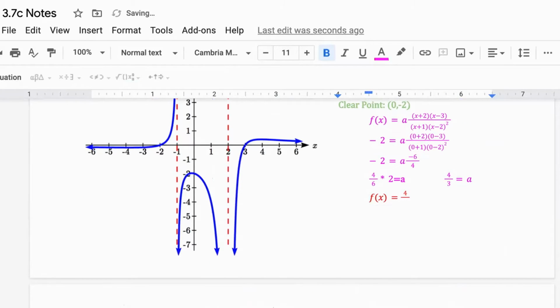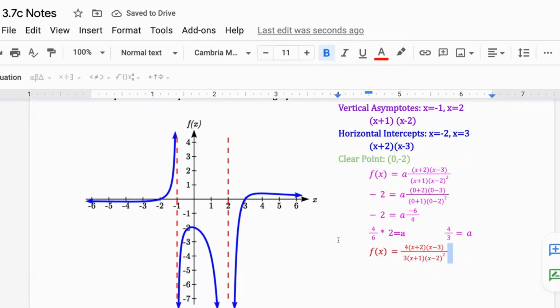4, and then I can actually put the 3 in the denominator. And then I just put the rest of the stuff that I had. So I'm going to put that in the denominator, the x plus 1, and then the x minus 2 squared. So it's exactly like what we did when we were finding vertex form. And then at the numerator, x plus 2, x minus 3. And this guy is actually our answer.